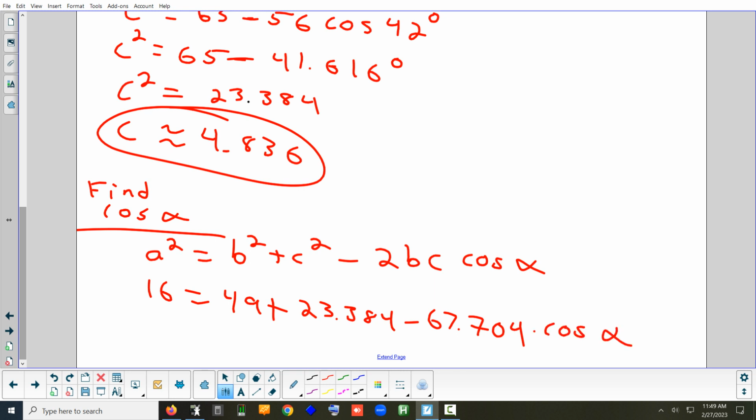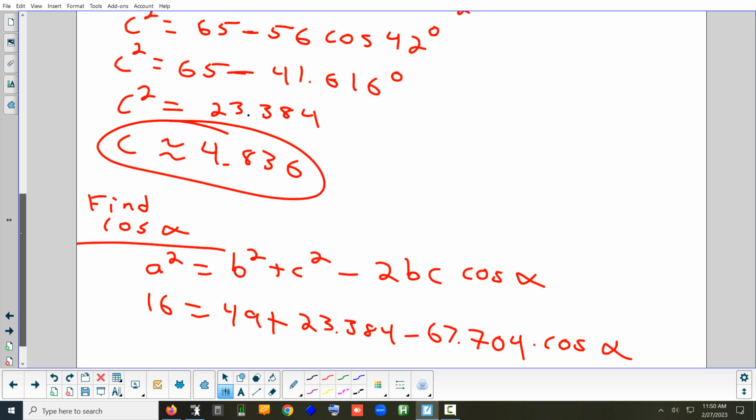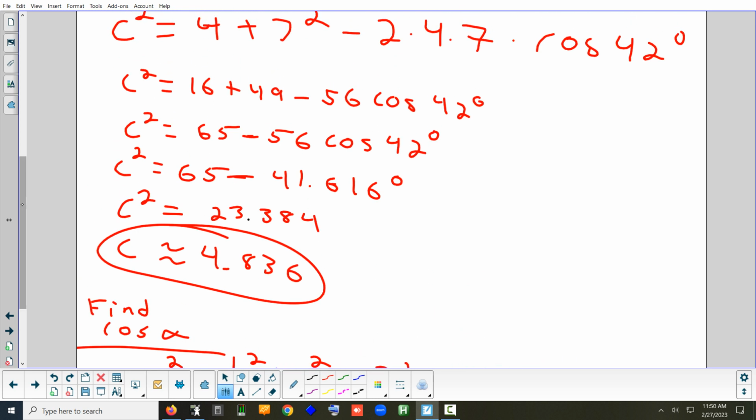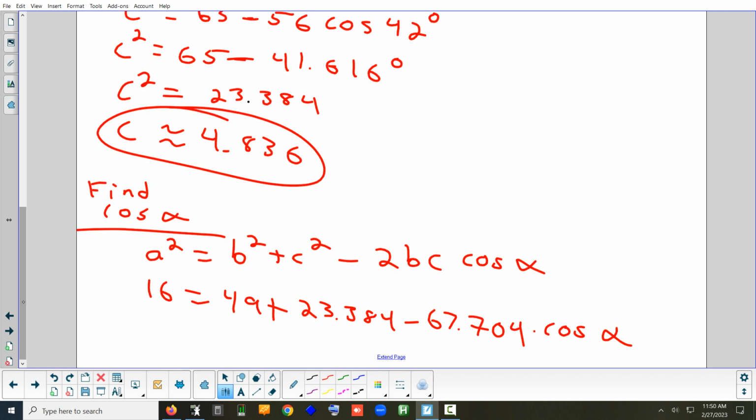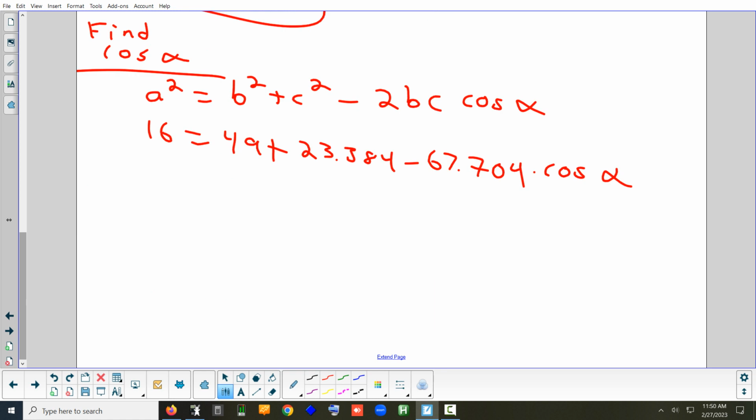Now, this problem is almost the opposite of the last one. The last one was more PEMDAS, just following your order of operations when doing arithmetic. This is solving an algebraic equation. We've got to get the variable by itself. So what would be the first thing we could do on the right-hand side to start to simplify this a little bit? Combine like terms. The only like terms you have are right there. What's 49 plus 23.384? 72.384.